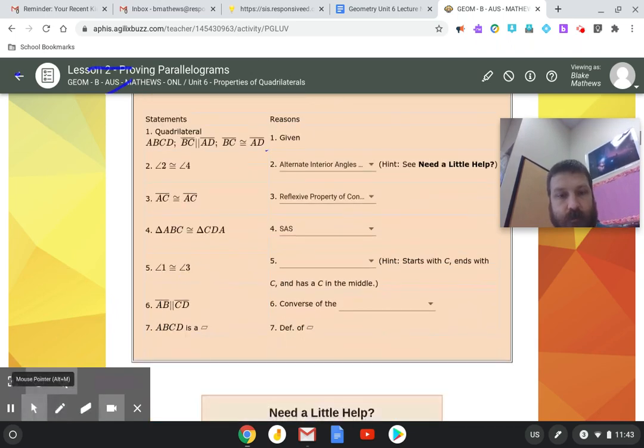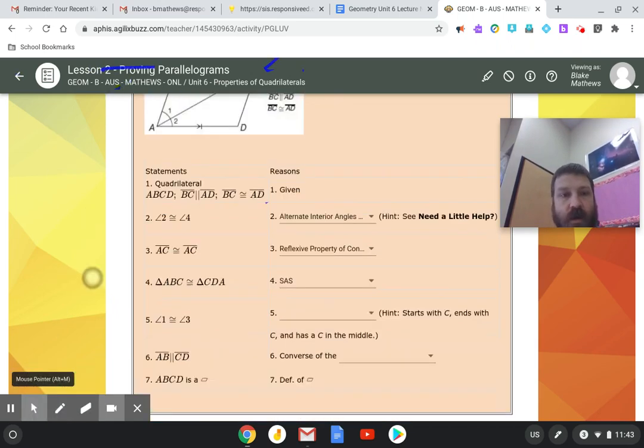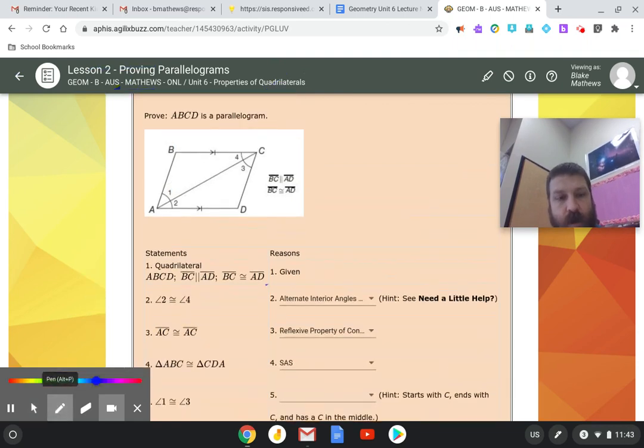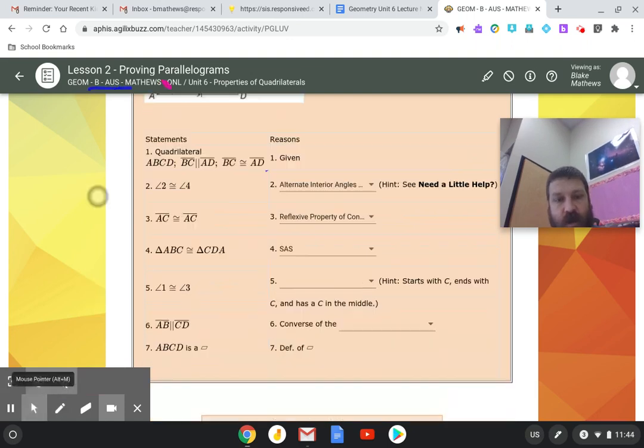So we go down. Number 5, angle 1 is congruent to angle 3. Okay, so hopping back up here, angle 1 is right here. Angle 3 is right here. That should look familiar to you because we used that same idea previously with angle 2 and angle 4. So let's go down and see what we got here.